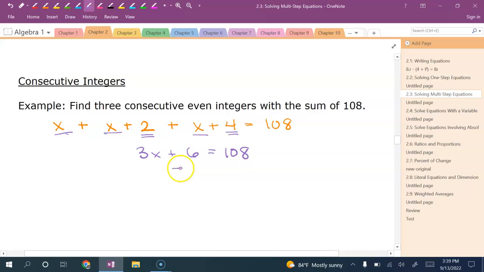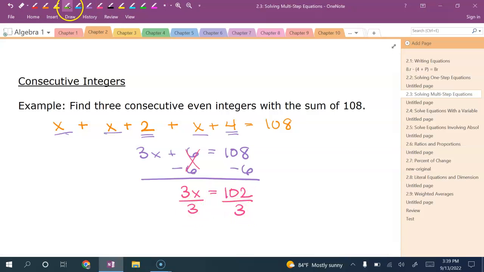Now to solve this, we subtracted 6 first. So we would have 3x equals 102. Then we would divide by 3. And so we got x equals 34. And so that was the first even digit. So then the next two, if they wanted them, would be 36 and 38.